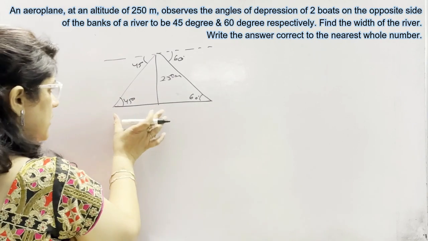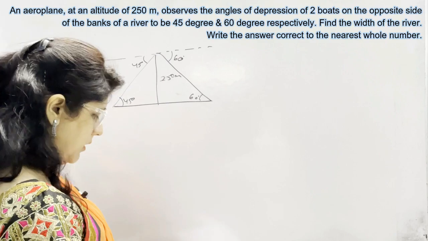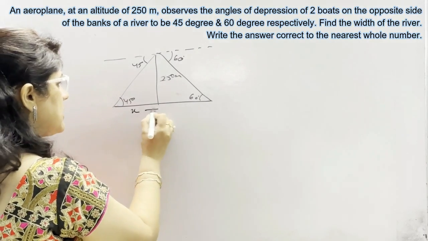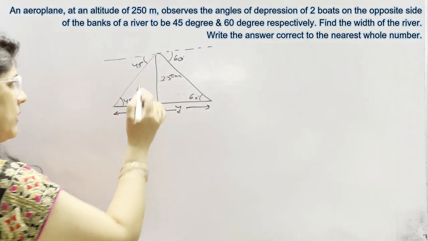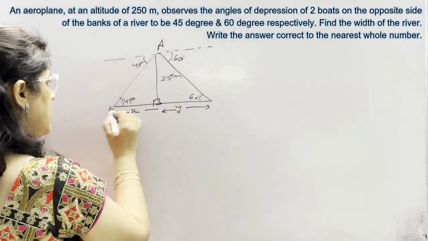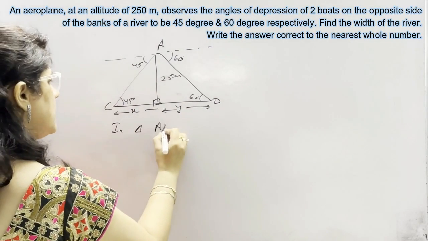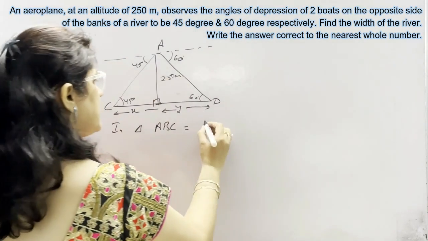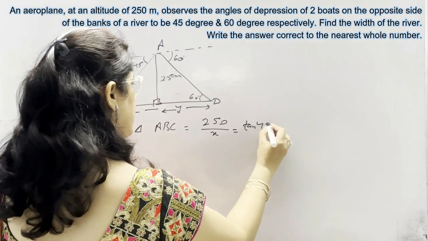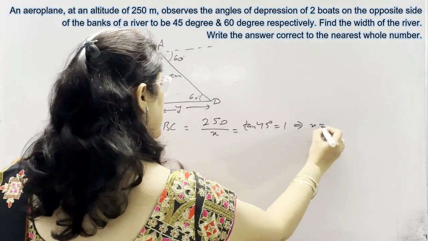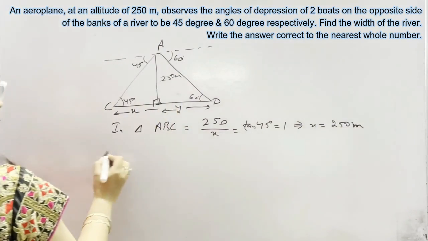Find the width of the river. This total width we need to calculate. Write the answer correct to the nearest whole number. So if one distance is x and another is y, then the total width is x plus y. We need to take triangles again, A, B, C and D. In triangle ABC, the height is given as 250. So P upon B is equal to tan 45. Its value is 1. So x is equal to 250 meter. On one side it is 250 meter.